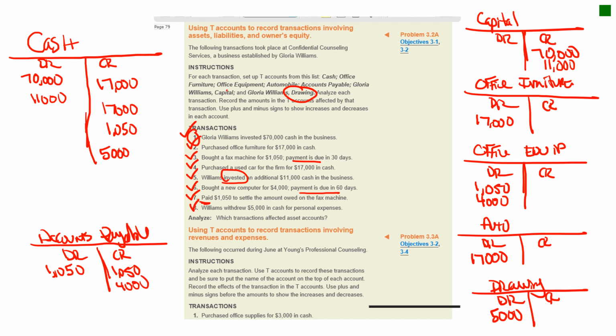So I'm actually taking it further than what this problem has you do, because it just says to use plus and minus signs to show increases and decreases. Guys, just remember, if it's cash, the plus is the debit side and the minus is the credit side. If it's accounts payable, minus is on the debit side and plus is on the credit side. Capital, same thing. For office furniture, again, plus and minus. Office equipment, it's plus and minus. Auto is plus and minus, and drawing is plus and minus. Just to go back, you can review some of the rules of debits and credits.